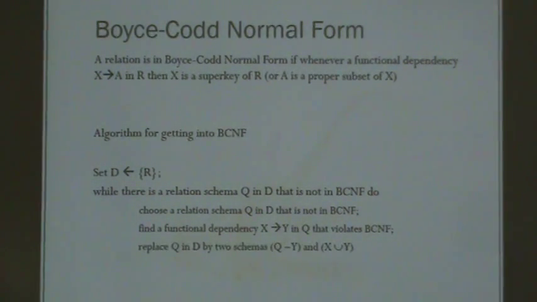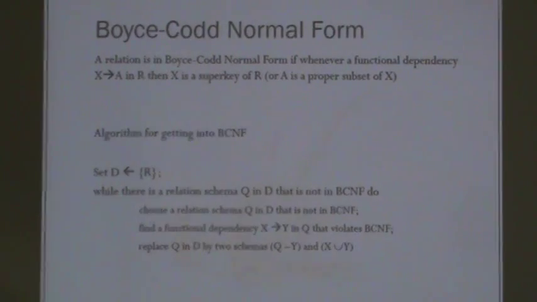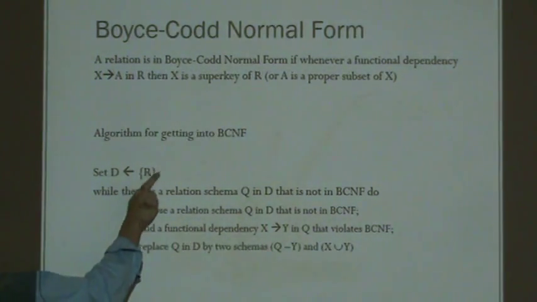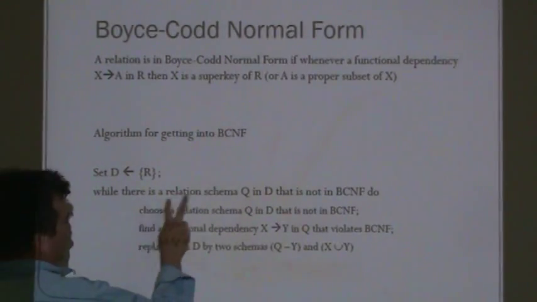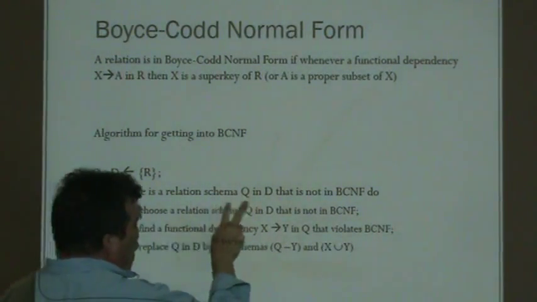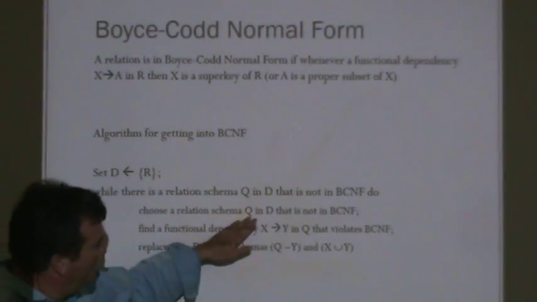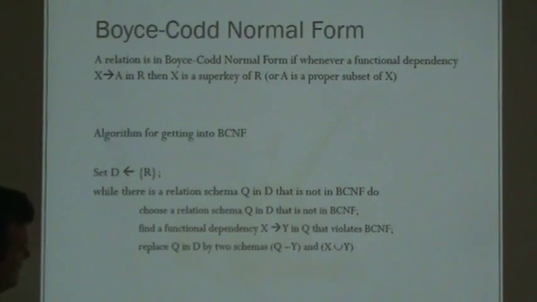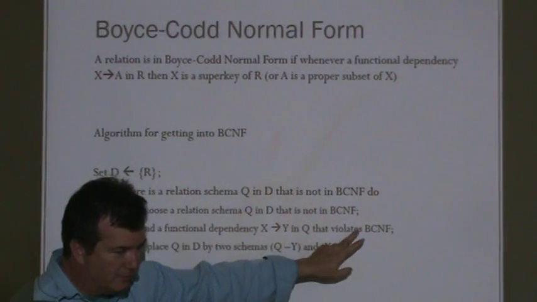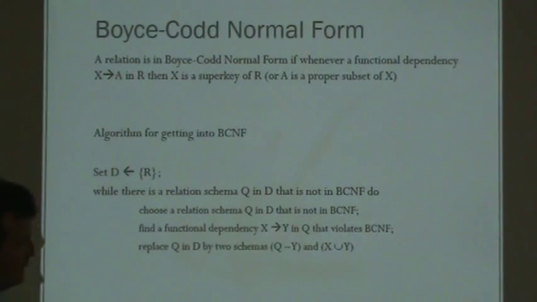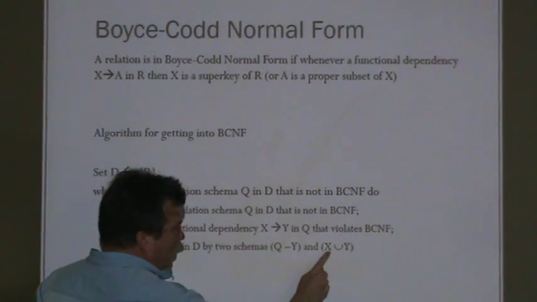So the algorithm for putting a table into Boyce-Codd normal form would be basically to take all the tables in your relation, and then say, while there is a relationship schema Q in the set D that is not in Boyce-Codd normal form, choose that schema Q. And if there's a dependency X implies Y in Q that violates Boyce-Codd normal form, like, for example, the teacher tells you the course, then replace Q with two schemas: Q minus Y, and X union with Y.